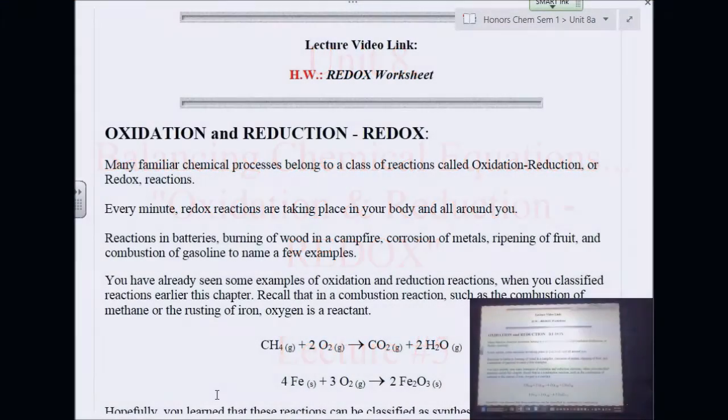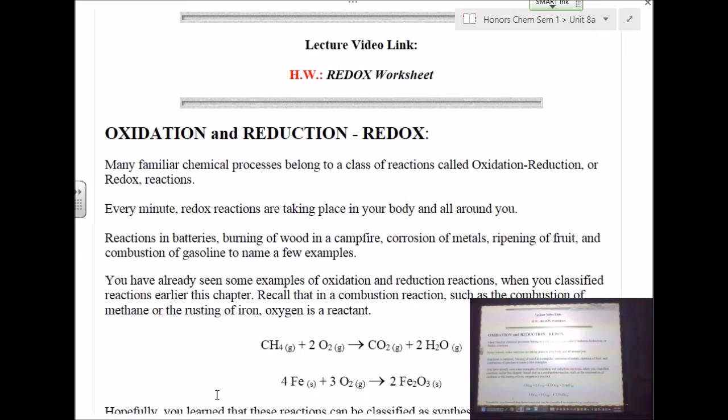So today we're dealing with oxidation reduction, also known as redox. The reason they call it redox is there's your reduction and there's your oxidation component. And the sad thing is you've already been doing this, you just haven't realized it. This is what happens in every single replacement reaction. There's an oxidation and there's a reduction reaction taking place.